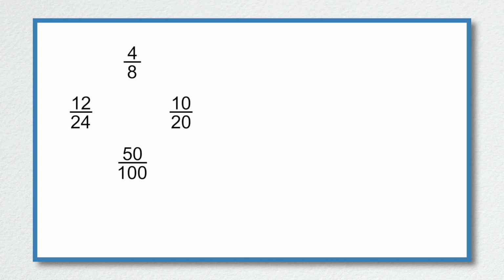Here are a set of fractions. Look at the relationship between the numerator, that's the top number, and the denominator, that's the bottom number, of each fraction. What do you notice about the relationship in each case? Well, you've probably noticed that the denominator is 2 times greater than the numerator. So if we look at 4/8, 8 is 2 times greater than 4. For 12/24, we can see that 24 is 2 times 12, and so on for 10/20ths and 50/100ths.